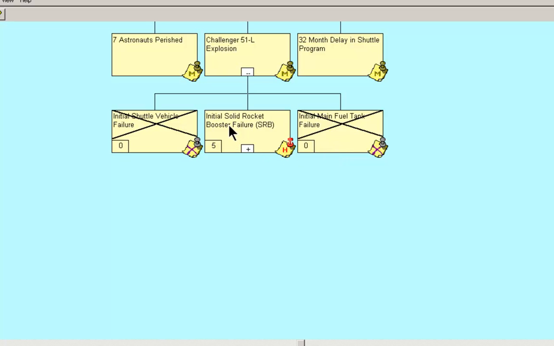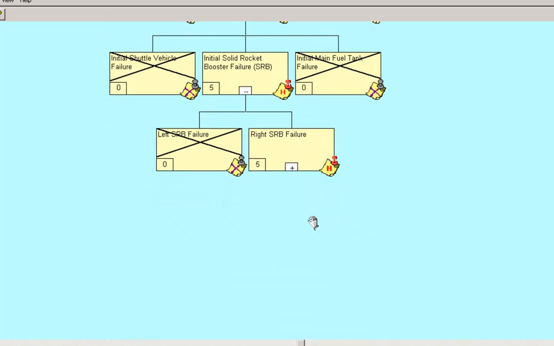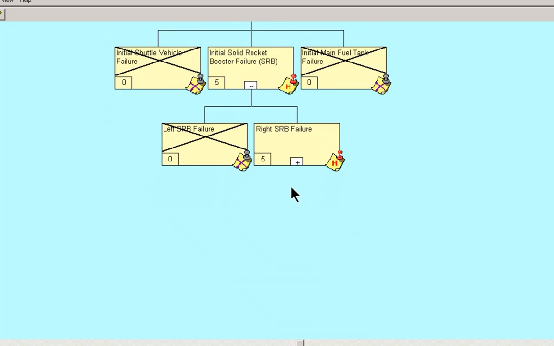Okay, how could the initial solid rocket boosters have failed? Well, it could have been the left one versus the right one. And obviously, from the tape reviews, we know that it was the right solid rocket booster. But we have to keep in our minds, what's the difference? Why wasn't it the left? It's the same design. Why was it the right solid rocket booster?